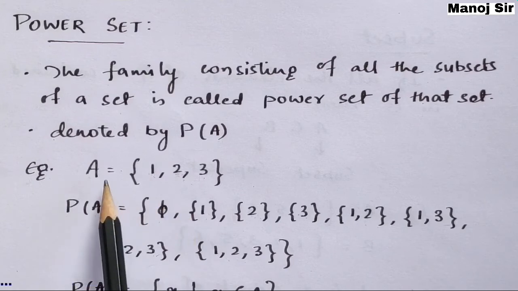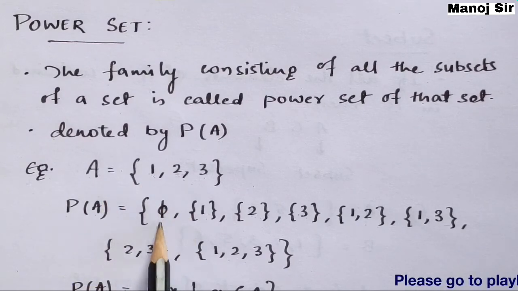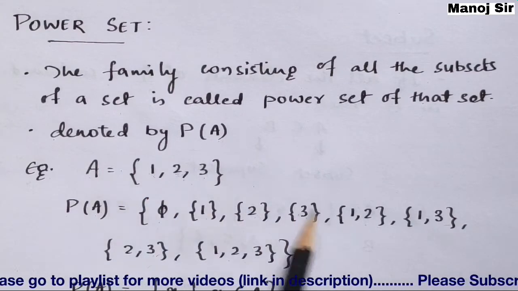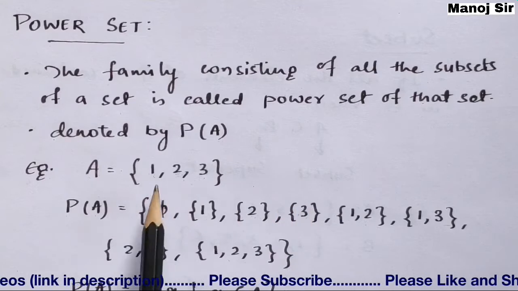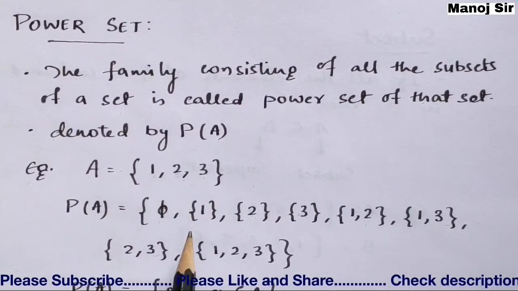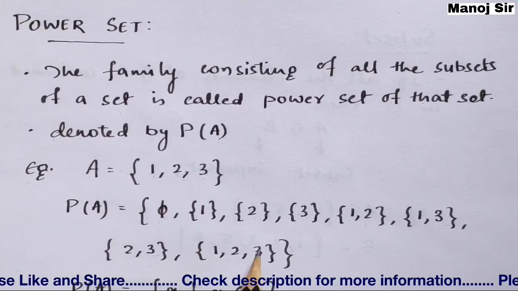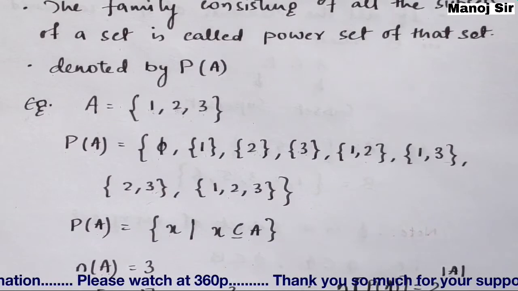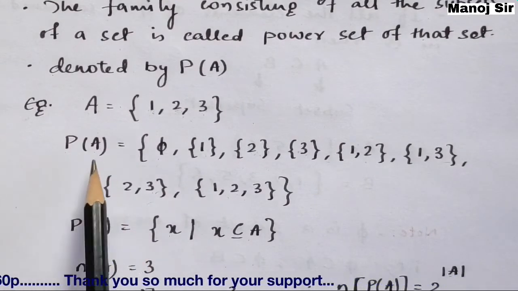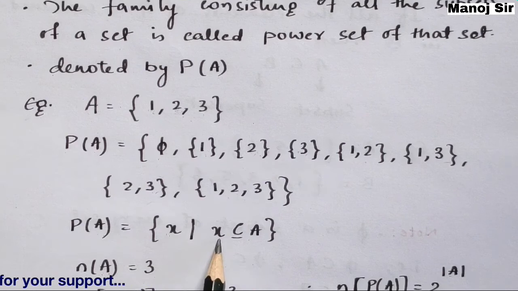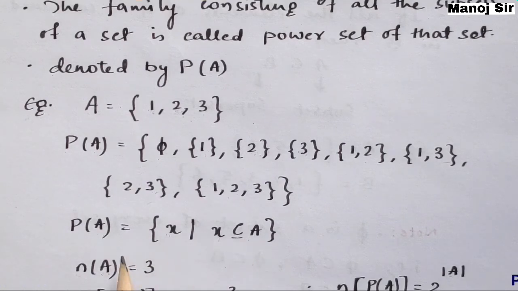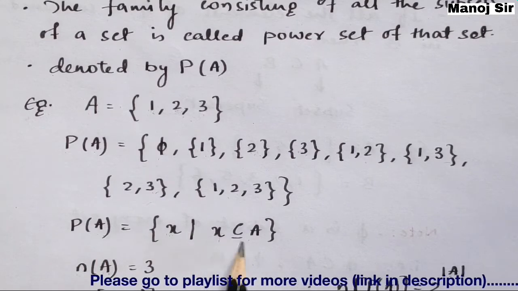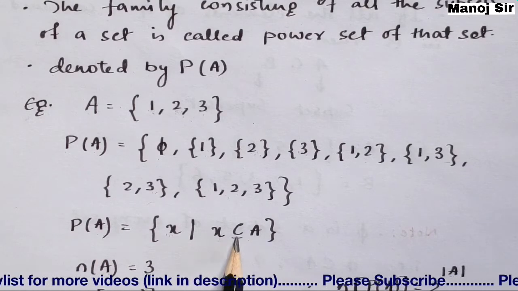How to find the power set? First you need to write the empty set, that is phi, then we write only 1, then 2, then 3, then combine two at a time, that is 1 2, 1 3, 2 3, then we take three at a time, that is 1 2 3. In this way you can find the power set of any set. In set builder form we can write this power set of A as X such that X is a subset of A.